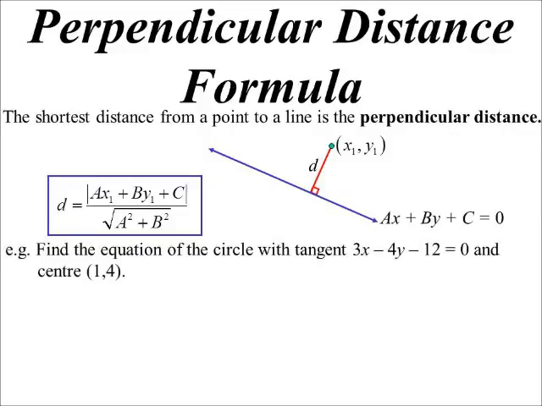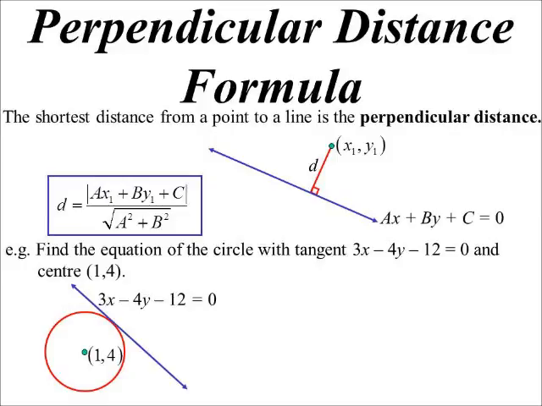So here's an example which you may or may not realise is a perpendicular distance formula question. We want to find the equation of a circle. We've been given the equation of a tangent to that circle, and we've been told what the centre is. Now you may need to remember some circle geometry theorems to work this one out, because if we want to find the equation of a circle, we need two things. We need the centre, which we've got, but the other thing we need is the radius. So how does that relate to the tangent?